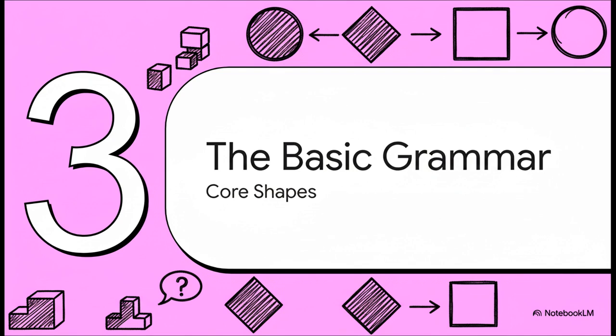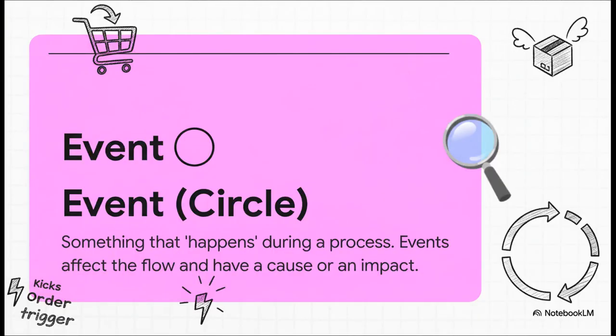Let's take a look. Okay, first up, we've got the event. That's the circle. An event is basically a trigger. It's the when of the process. It's the thing that kicks everything off, like say, a customer places an order. Or it can be what signifies the end, like that order getting delivered.